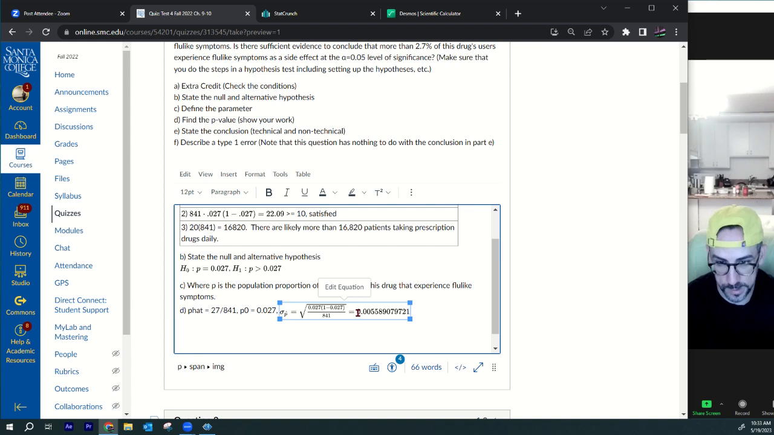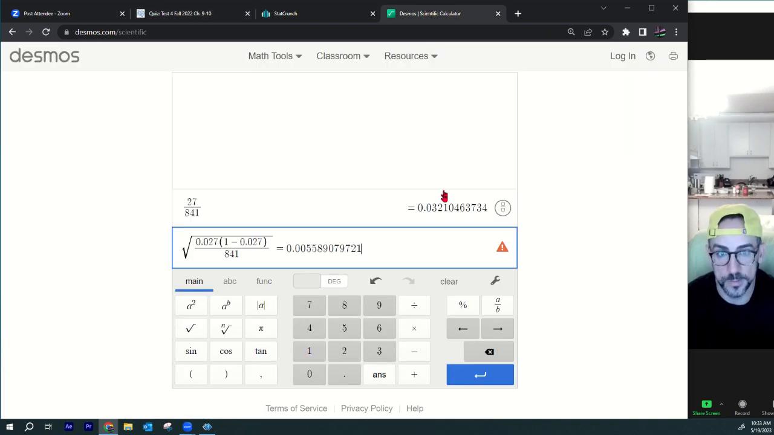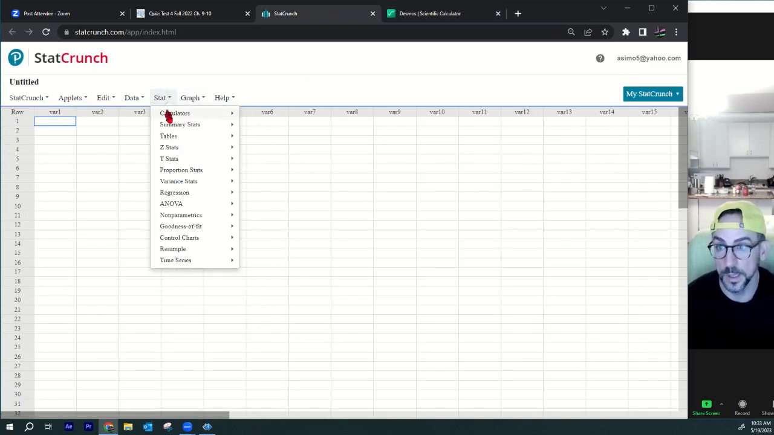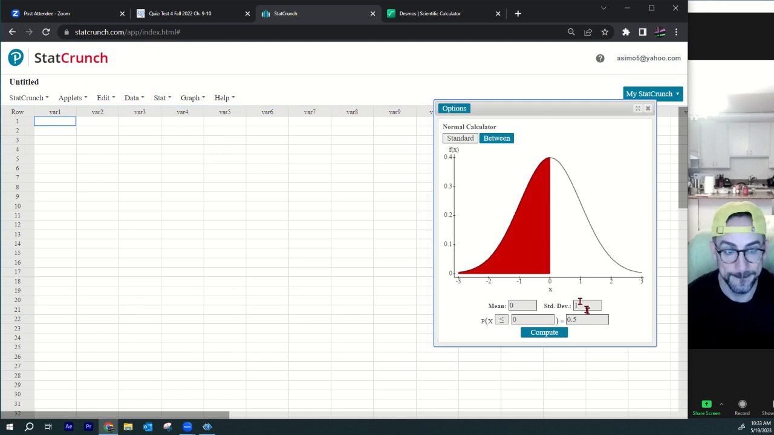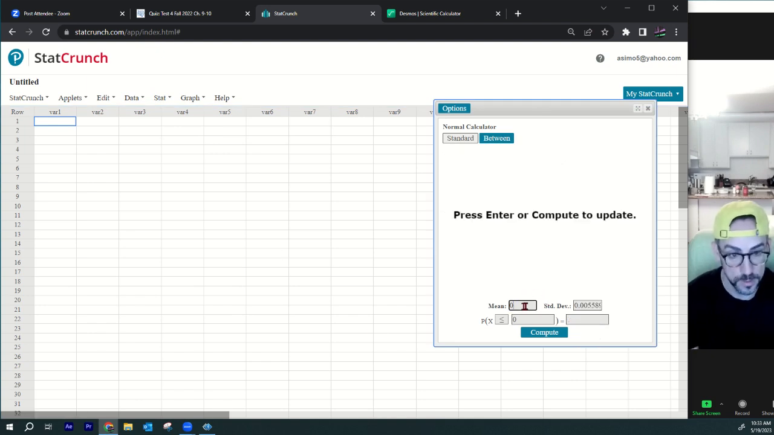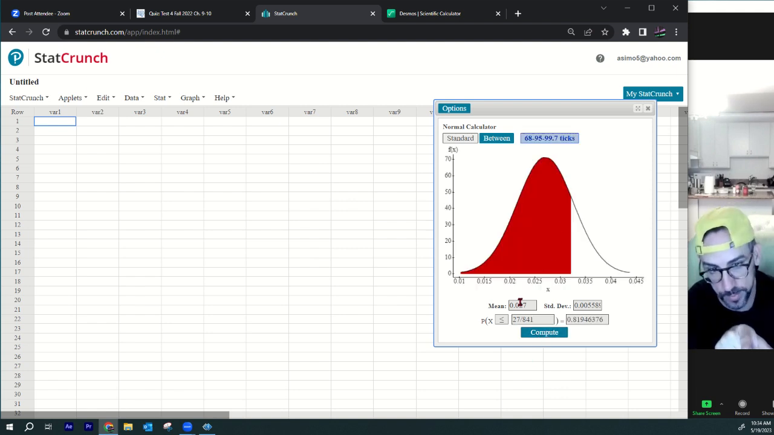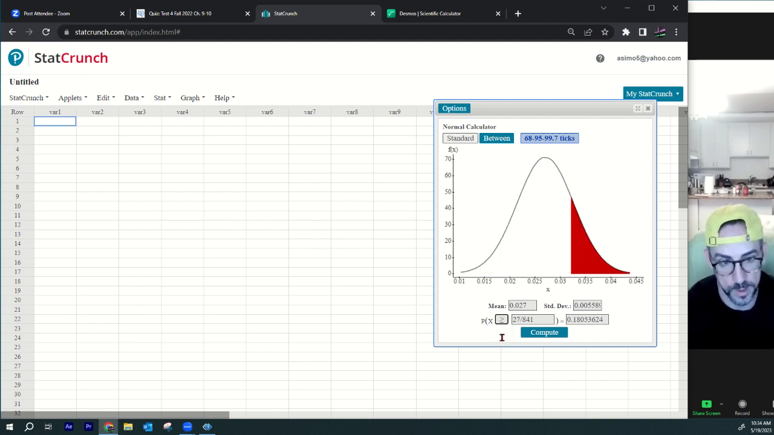For the standard error, I have it on Desmos. I have the number right here. Control C. So let me go to stat calculator normal. Control V. 0.027, 27 over 841. Now if I press compute, that tail's too big, so I'm gonna flip it. See, that's a tip, so I'm gonna change it. Boom, smaller tail. I need the smaller tail.